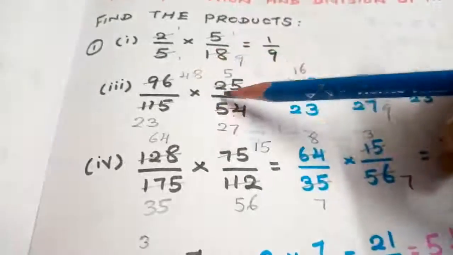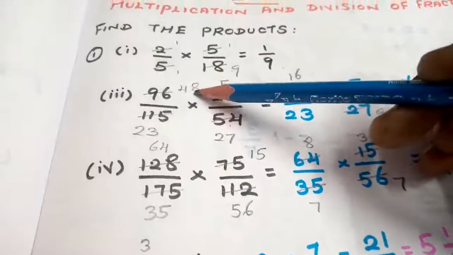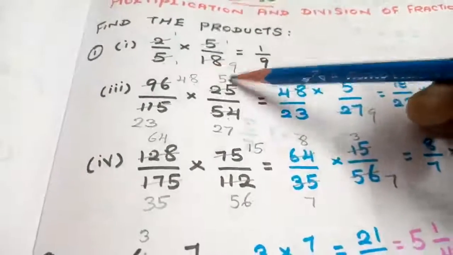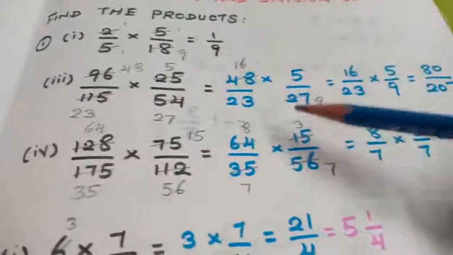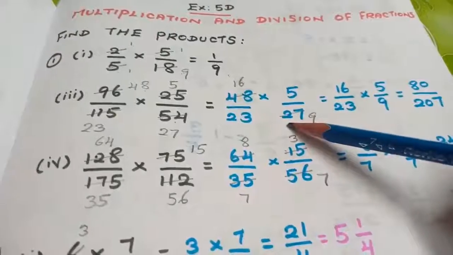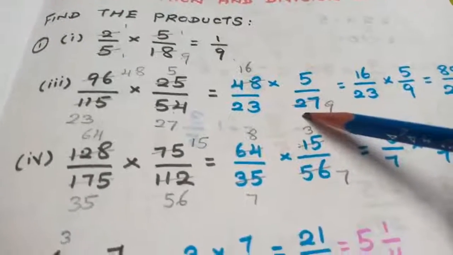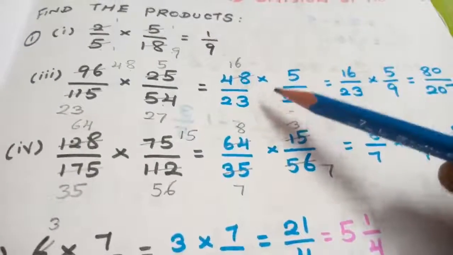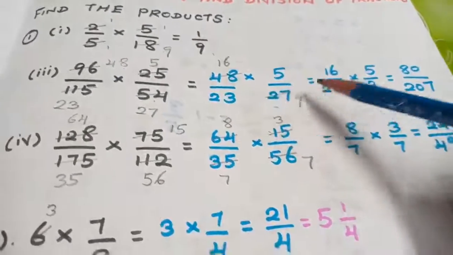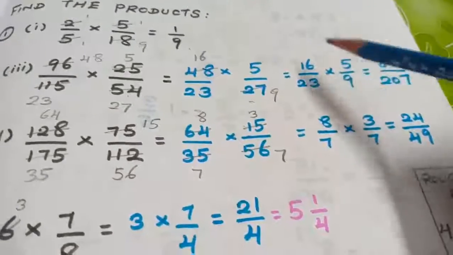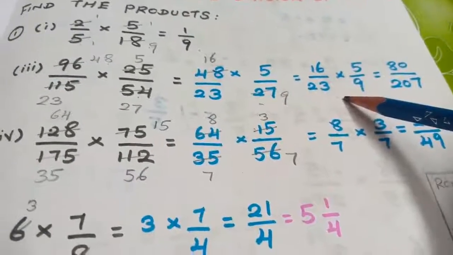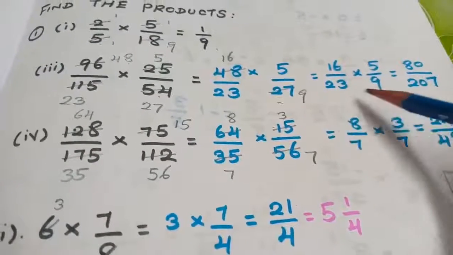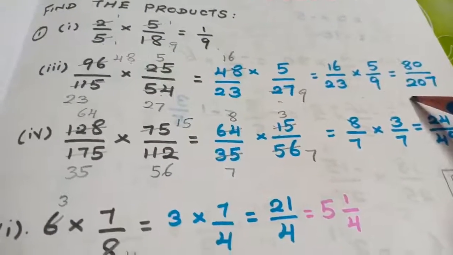So after cancelling these values in the third question, I have just written the values again. That is 48, 5, 23, 27. To avoid confusion, I am writing the values. After writing, again you cancel. You can cancel in one step itself, but for your understanding, I am taking the values separately. If it is possible, you are going to cancel, or you are going to multiply the value. 16 into 5, 80, and 23 into 9, you are going to get the value as 207.